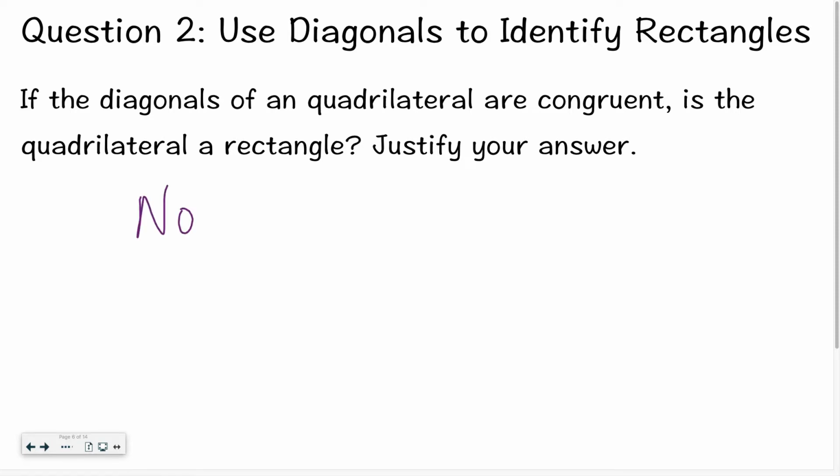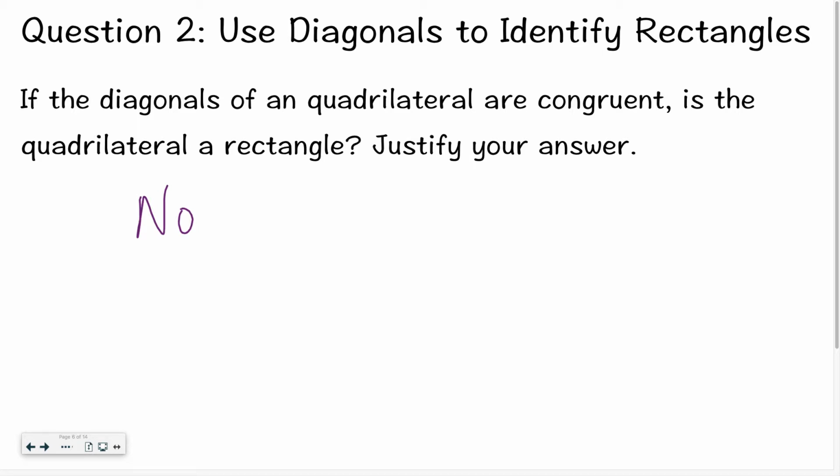All right, hopefully for this one, you said no, and then you justified. The reason why we can't say that the quadrilateral is a rectangle is because if the diagonals don't bisect each other, it is not a parallelogram. And if it's not a parallelogram, it can't be a rectangle.